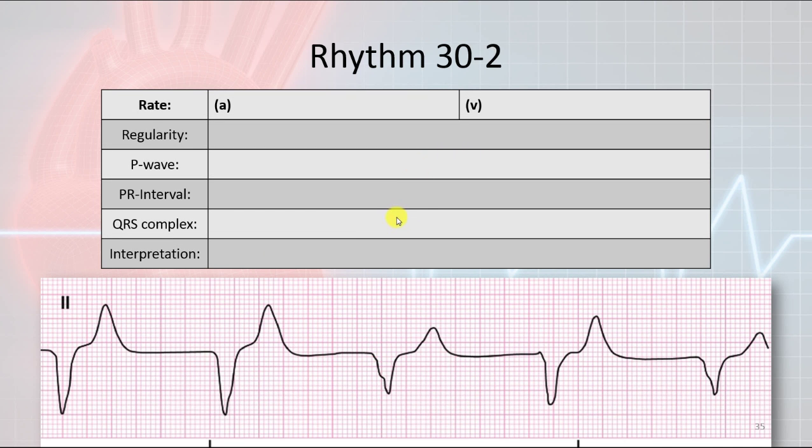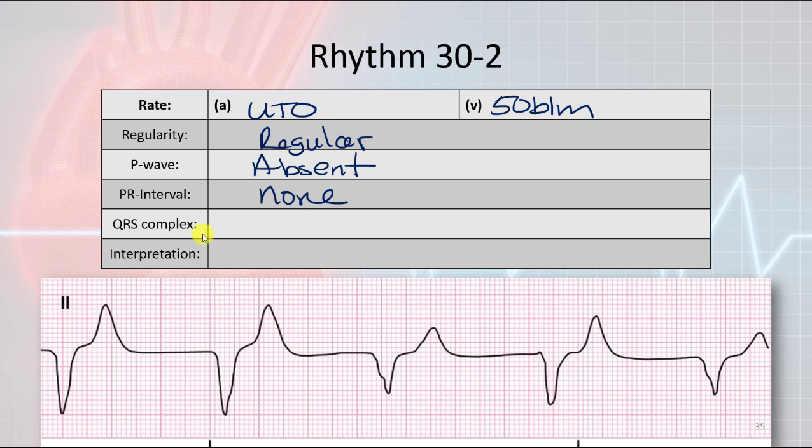The next one here, that's a pretty wide and bizarre-looking rhythm. Hopefully your patient's not in that. Atrial rate, unable to obtain. Ventricular rate, we're going to say is 50 if this is a true 6-second strip. Regularity, it looks regular. Like I said, I don't have calipers. P waves are absent. PR interval is none, since we don't have any P waves.